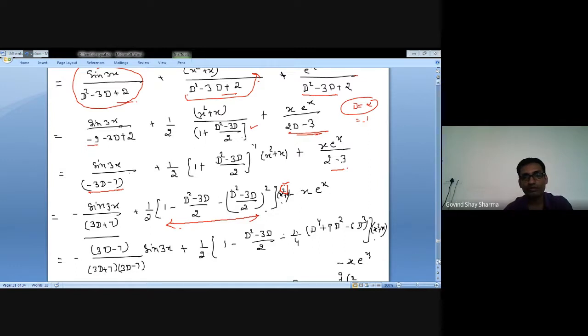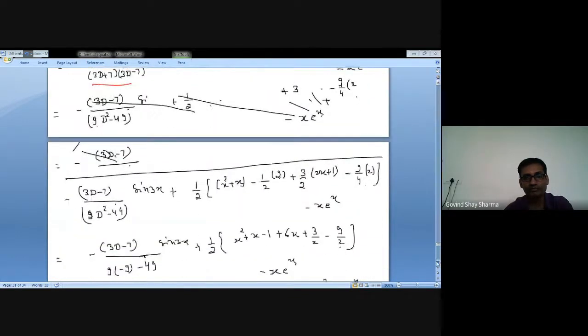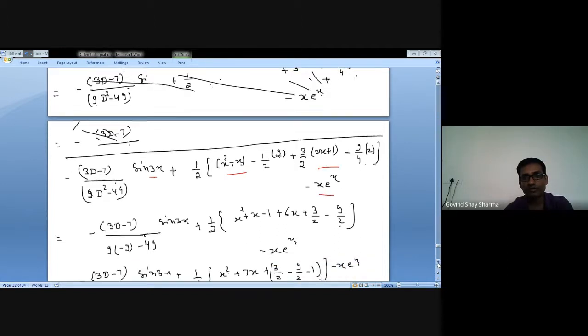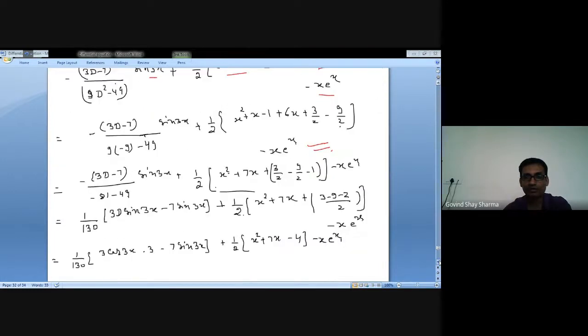So when we solve it, now it becomes 3D minus 7, 3D minus 7, it becomes 9D square minus 49, and put D square with minus alpha square, minus 9. This is the expanded form, we solve it, and now x e to the power x, this is the form e to the power x. Now just simplify the terms and we get the result here.